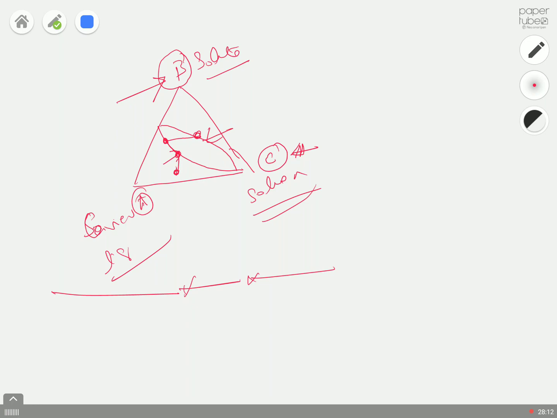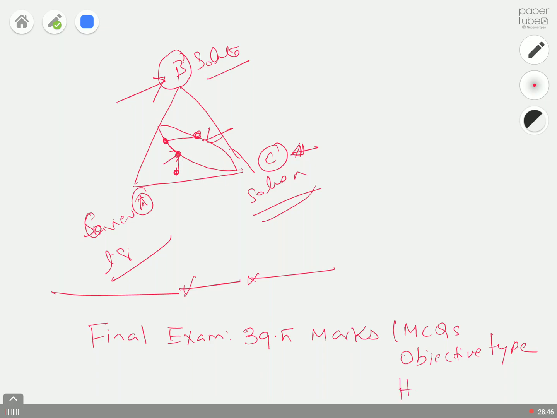I think I said everything that I wanted to say. I'll just list how we are going to assess this module. So, final exam: it will be 39.5 marks. We will get some MCQs, objective type questions, and heavy duty problems.